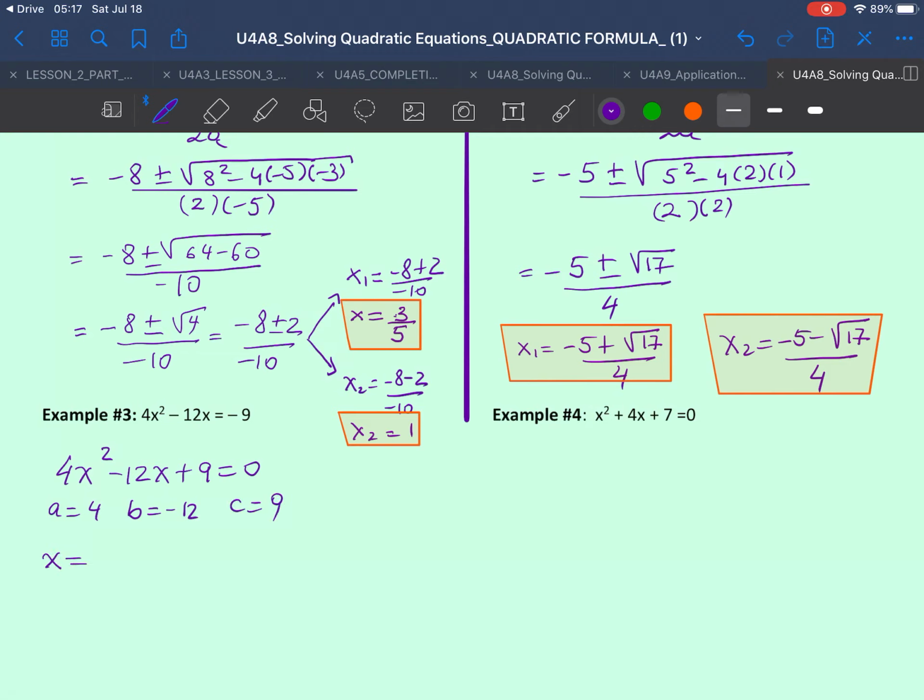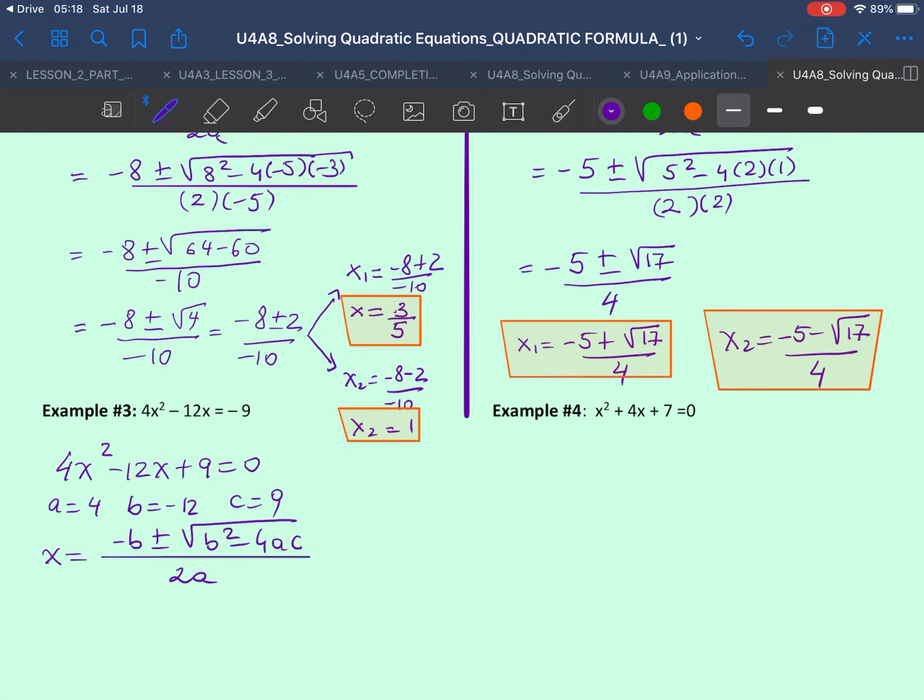So the roots will be negative b, the formula first, plus or minus square root of b squared minus 4ac over 2a. And then we have to substitute. And we have negative negative 12, positive 12, plus or minus square root. Let me make this straighter. So 12 squared minus 4 times 4 times 9, and then over 2 times 4.